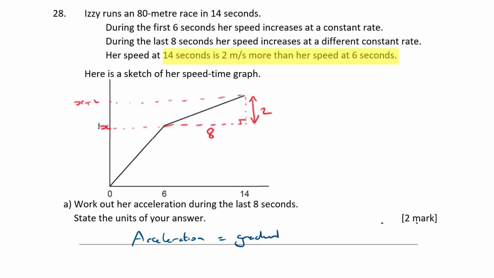So the acceleration is going to be the change in y, 2, divided by the change in x, 8, which is the same thing as a quarter, or 0.25. State the units of your answer. Okay, well, we're using meters per second, so the acceleration is going to be 0.25 meters per second squared, or ms to the minus 2.